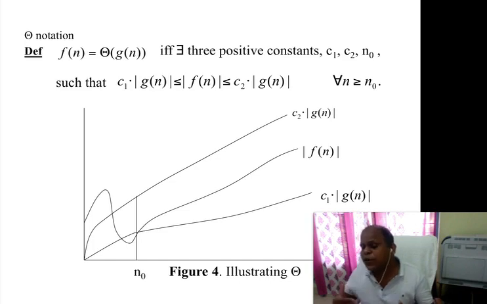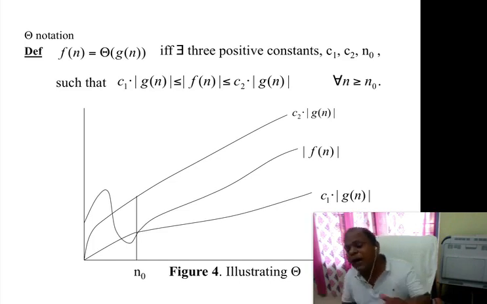Tight bound means the same function gives the upper bound and also the same function gives the lower bound. If the same function gives the upper bound and the lower bound, then the function gives the tight bound to a particular function.